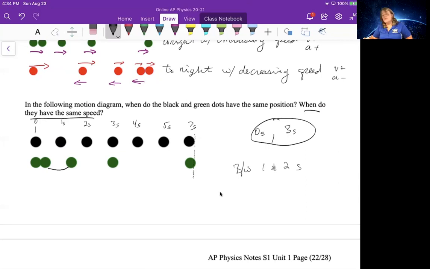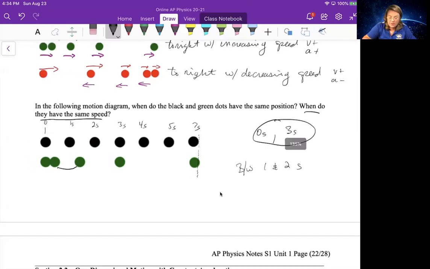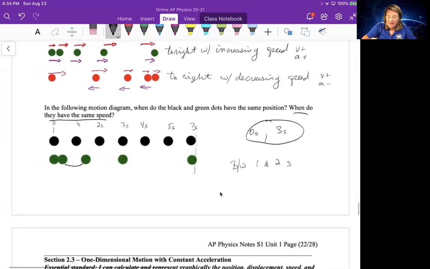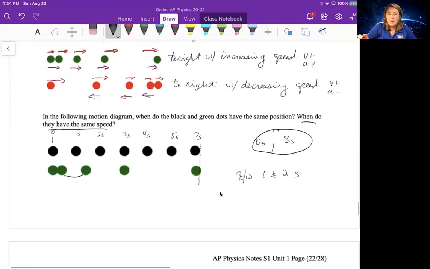Okay, I've never really seen that on an AP exam, but I'm just trying to help you solidify your understanding of what a motion diagram actually tells us. That concludes my lecture on motion diagrams.